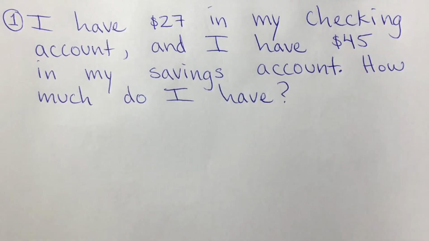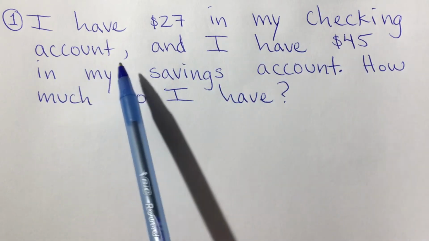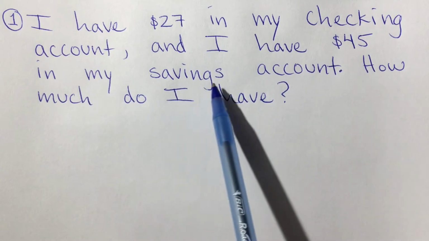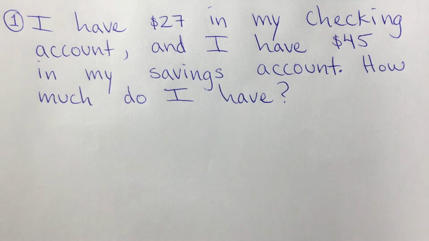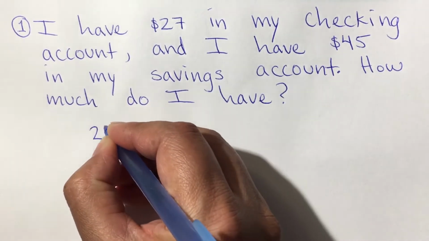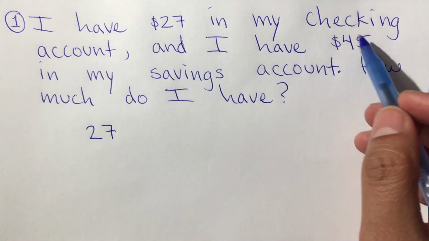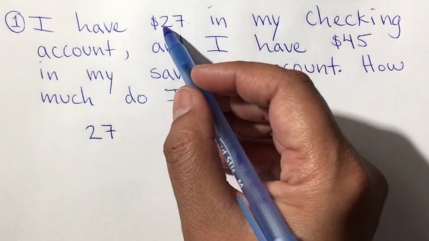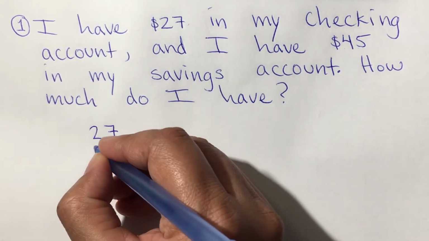How would you see addition in real life? A very good example is in here. I have $27 in my checking account and I have $45 in my savings account. How much do I have? What I'm going to do is write those in vertical order. So I put the 27 and I need to make sure that I align the ones with the ones and the tens with the tens. Since we already learned place value, that is super important.